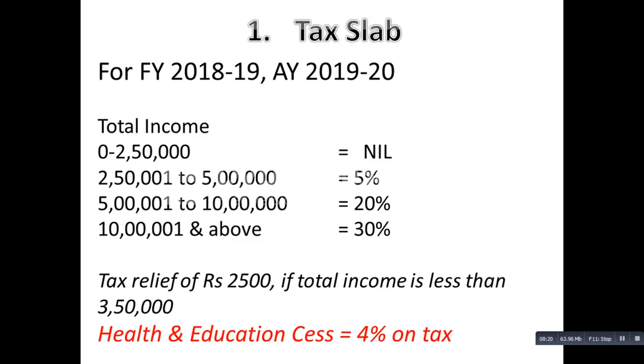And one important thing is there, that is 87A. Here below you can see tax relief of rupees 2,500 if total income is less than 3,50,000. That means if you are paying tax, your income is more than 2,50,001 but below, sorry, below 3,50,000, in that case you will get a 2,500 rebate. And at the last, on the total tax amount, health and education cess, which is 4%, you have to pay.